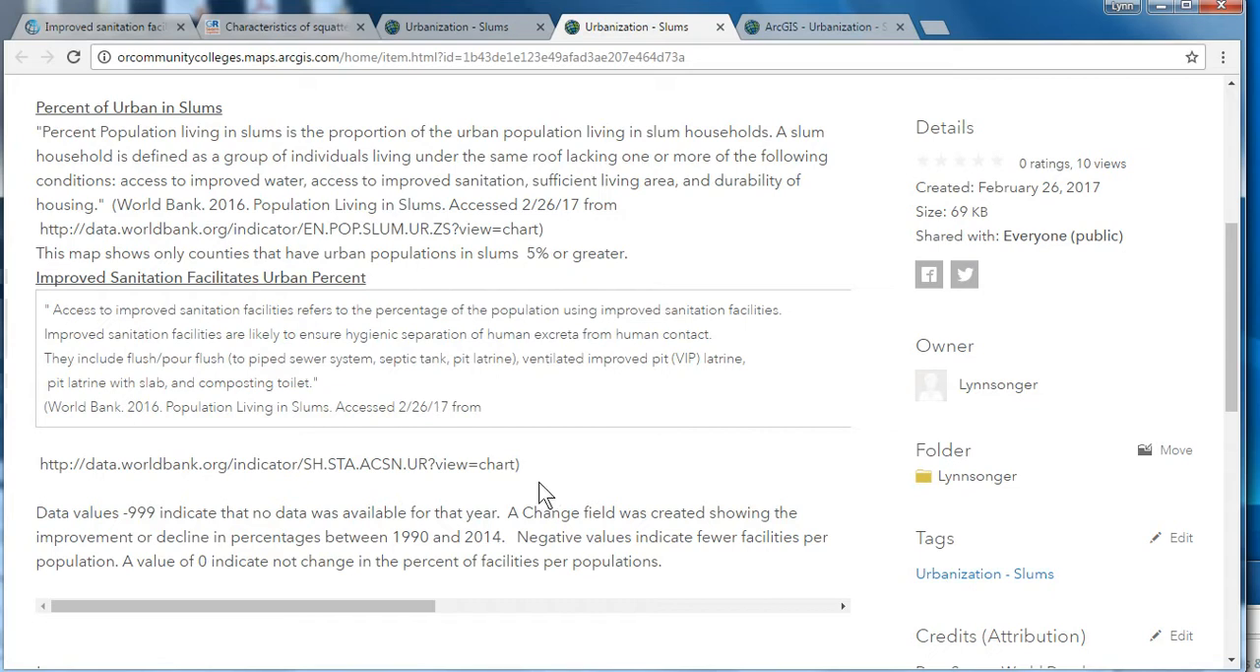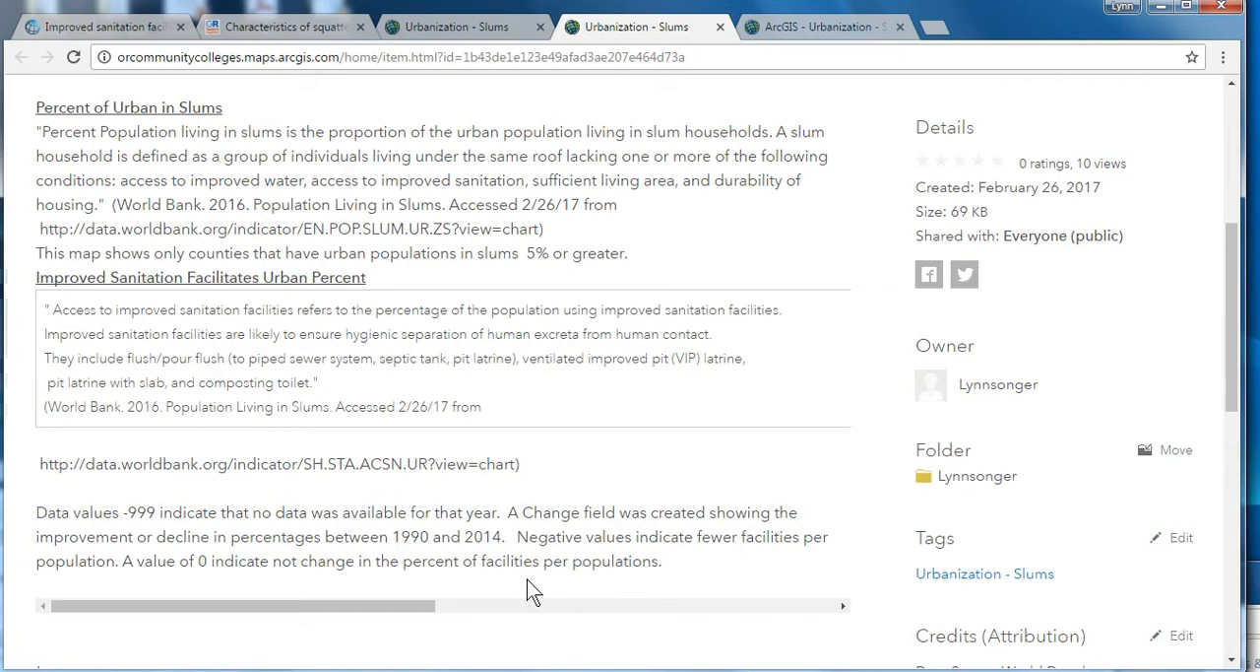The second data layer is about the improved sanitation facilities in urban areas. So the percent of the people that have access to improved sanitation. And they're talking about flush toilets or pit toilets that have some kind of ventilation, or where the human waste is going somewhere other than just into trenches or into the water table. And that's basically to ensure hygiene.